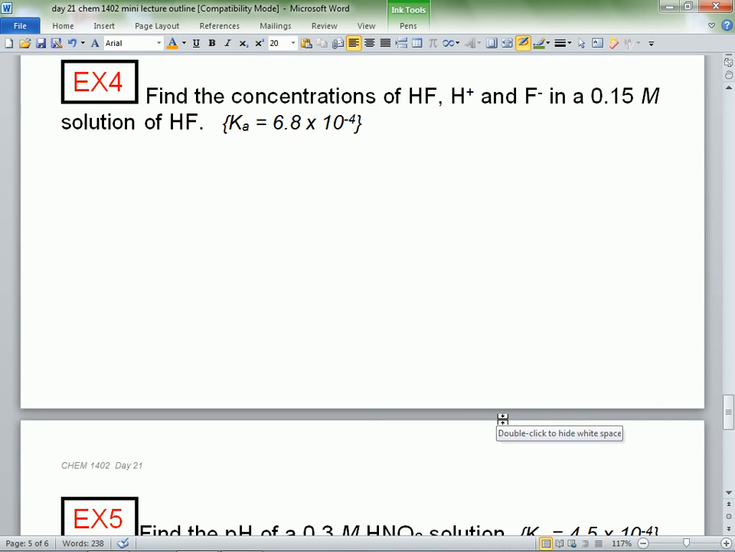Try this one. Find the concentrations of HF, H plus, and F minus in a 0.15 molar solution of HF. And I looked up the Ka for you. But not asking for pH. They just want to know what the concentrations are of everything at equilibrium.